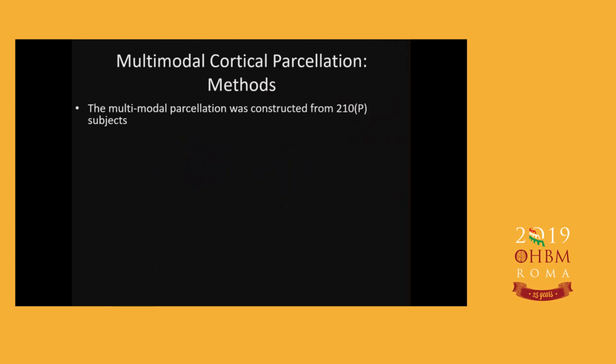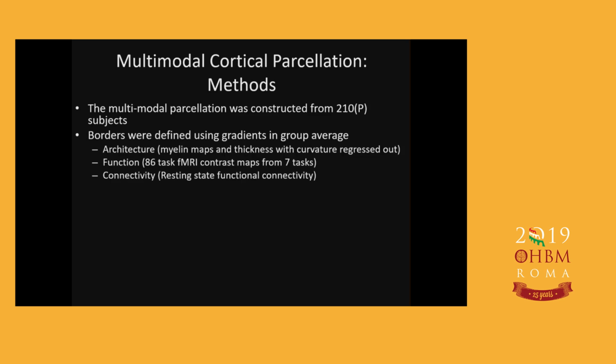So the overall methods of how we go about this: we made the multimodal parcellation from one group of 210 subjects, the 210P group. We defined the borders based on group average architecture, function, connectivity, and topography. And we used a semi-automated parcellation approach.